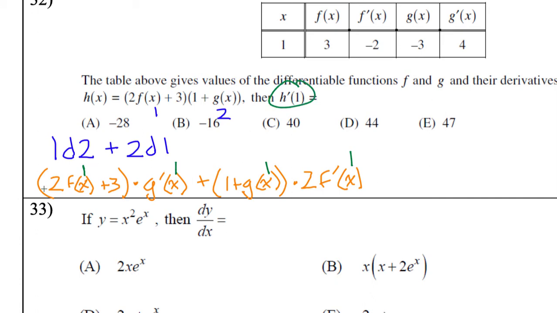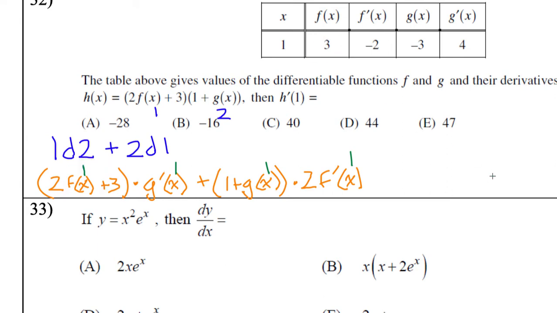My new equation is 2f of 1 plus 3 times g prime of 1 plus 1 plus g of 1 times 2f prime of 1. But now I ask myself, well, what is f of 1? And that's where I use my table. When I plug in 1, f of 1 is 3, which means if I come back here, this f of 1 is 3. So it's 6 plus 3 equals 9.